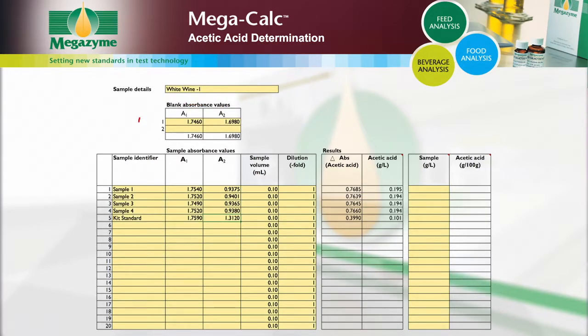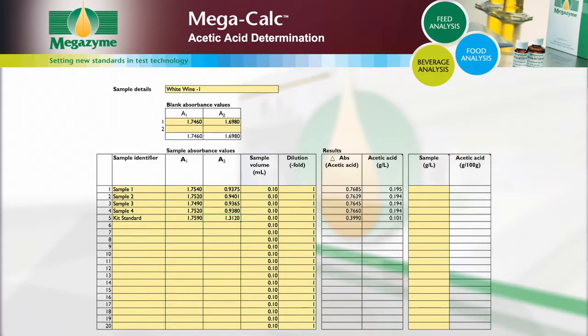Sample details. Absorbance readings for the blanks. For each sample, input the sample identifier and the absorbance values for the samples. Alter the sample volume if a volume other than the default 0.1 milliliters is used. If dilution of the sample has been performed, then input the dilution factor used. If no further dilution was performed, the dilution factor is 1.